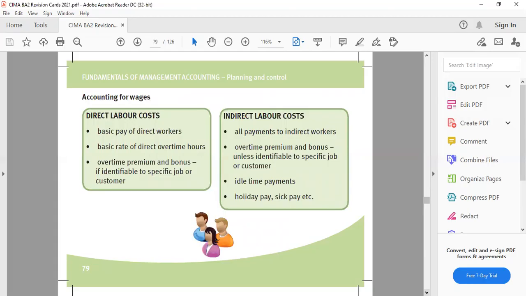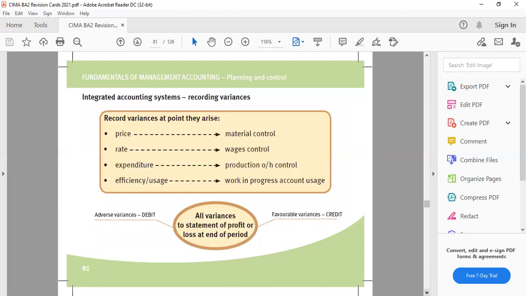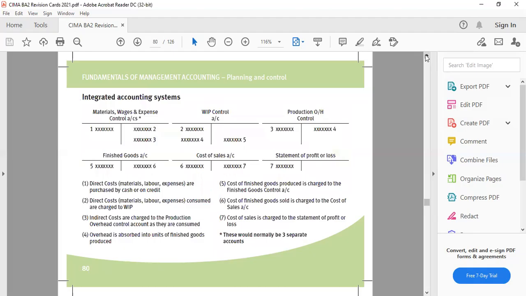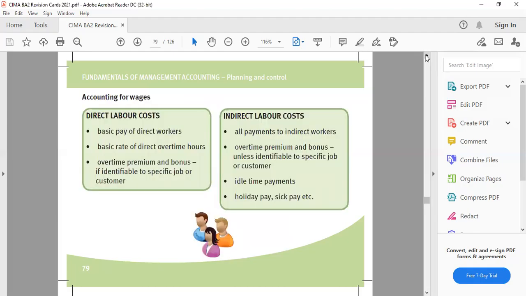Next, we have accounting for wages and overhead costs. So how are they accounted? The wages. The workers are paid direct wage, that is basic pay, plus they are paid wages at a particular rate for a stipulated period of time they work. Their work hours are defined.